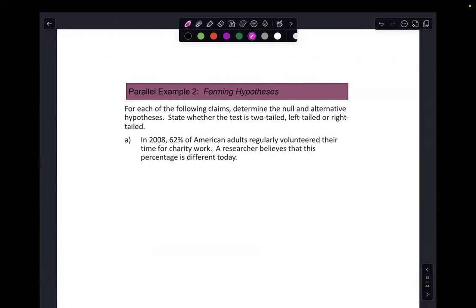So in 2008, 62% of American adults regularly volunteered their time for charity work. A researcher believes this percent is different today. So this is my key word. He didn't say greater than or less than. If my sample shows that it's significantly less than or significantly greater than 62%, then my alternative hypothesis would be supported, correct? So, sorry, this is a two-tailed test.